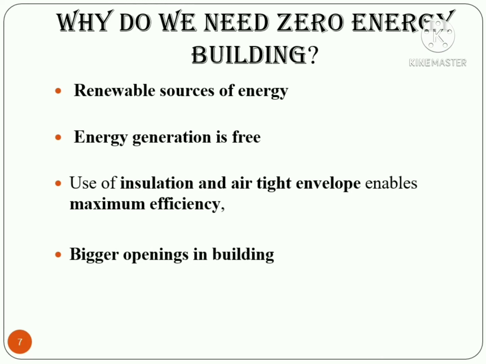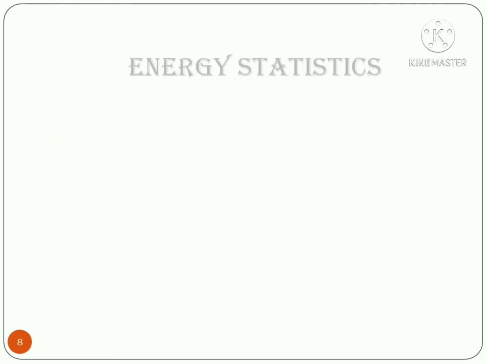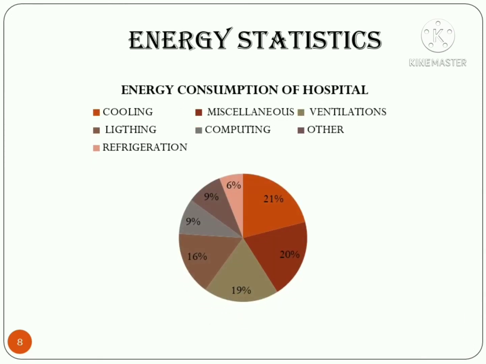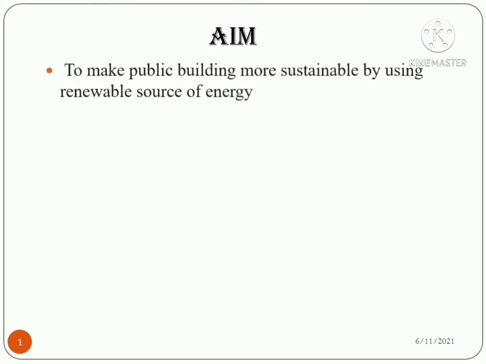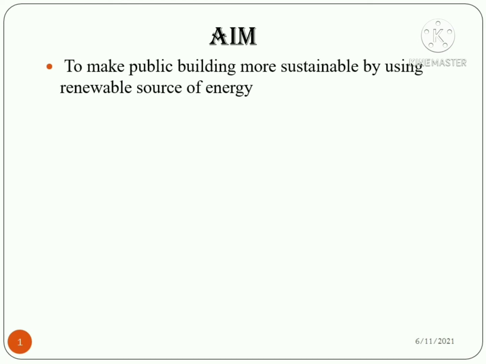The next one is the bigger openings. Bigger openings in the building enable maximum use of natural sources of light and ventilation. Next one is consuming lesser electricity. Lighting in the building will make use of LED lights which consume lesser electricity. Energy statistics. This is the energy consumption of our hospital. For cooling 21%, for miscellaneous 20%, for ventilation 19%, for lighting 16%, for computing 9%, for other 9%, for refrigeration 6%. Aim. The aim of our project is to make public building more sustainable by using renewable source of energy.